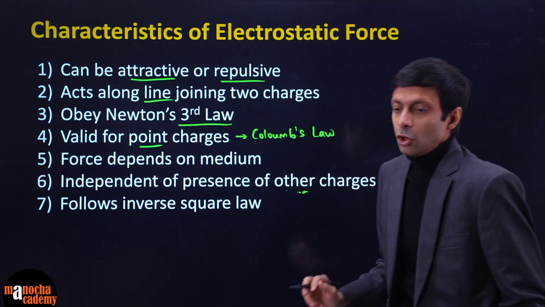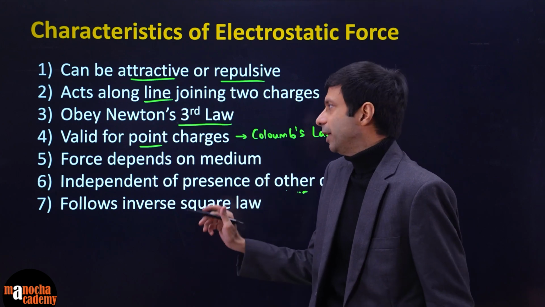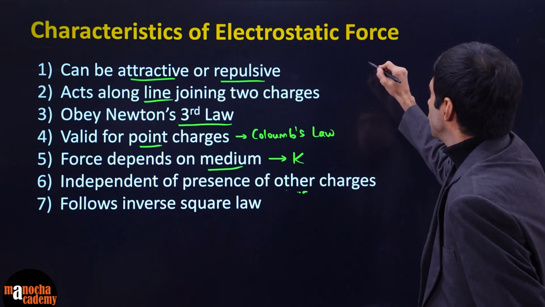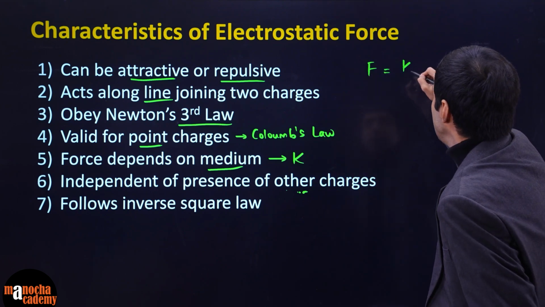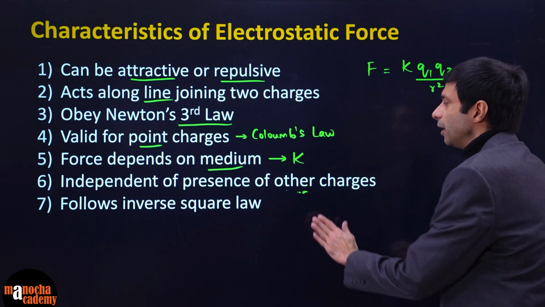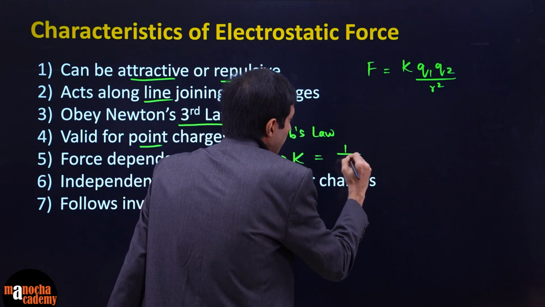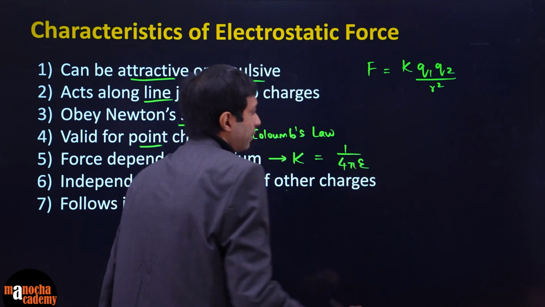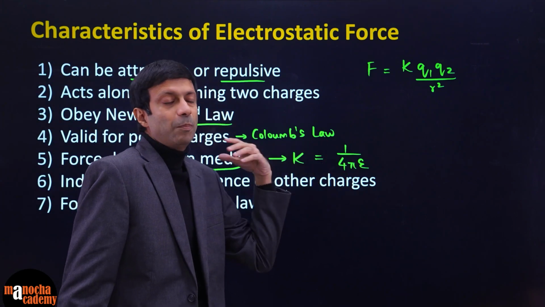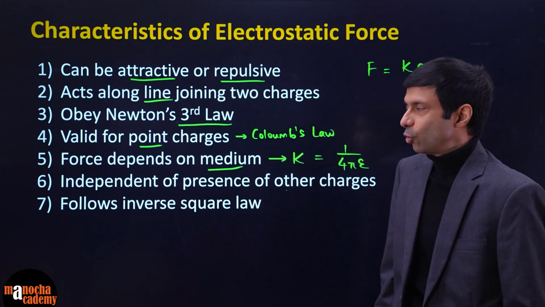Force depends on the medium. This is unlike gravitational force, which does not depend on the medium. Electrostatic force definitely depends on the medium, and that is why in the formula there is a K. In Coulomb's law, F equals K times Q1 Q2 by R square. This K is dependent on the medium, and in the next video we'll talk about how it depends on the permittivity of the medium. There's a formula 1 by 4 pi epsilon. I will not look at that detail over here, but this is basically the permittivity factor, or the effect of the material on the force.